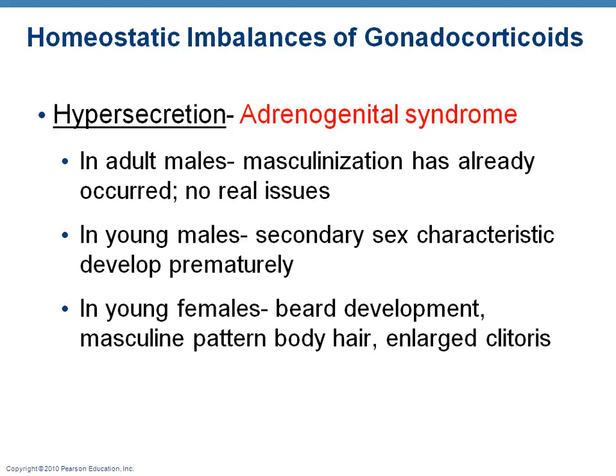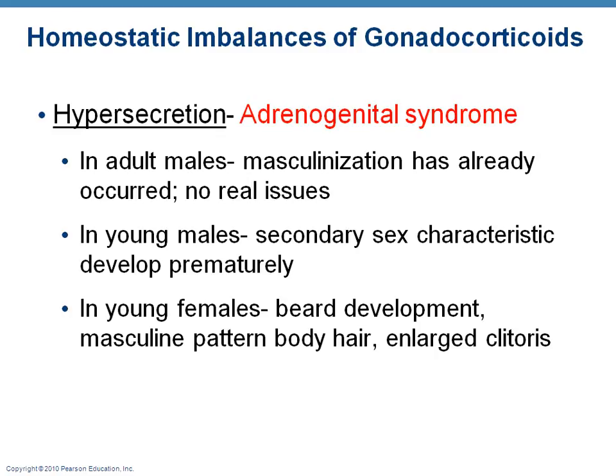But in young males, remember, this is the trigger for puberty. So in young males, if you have a hypersecretion of gonadocorticoids in your adrenal cortex, you're going to develop your secondary sexual characteristics prematurely. In young females, this can cause problems as well. When we're talking about androgens, we're talking about testosterone, and in females the estrogen is high and the testosterone is lower. But if you have a hypersecretion, a female may have more testosterone. That's going to cause male characteristics in females.